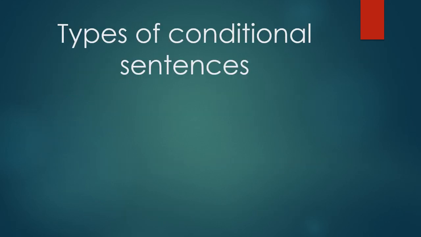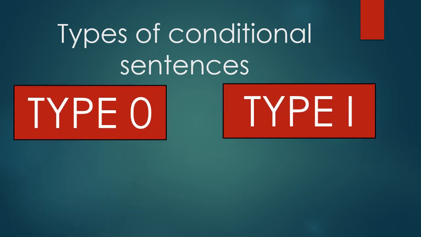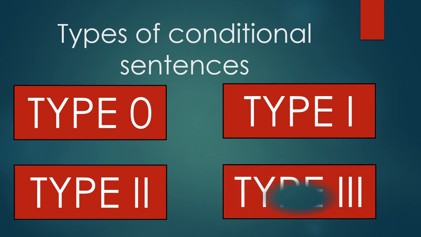So how many types of conditional sentences do we have? So in fact we have 1, 2, 3 and 4 types of conditional sentences. So type 0, type 1, type 2 and type 3.